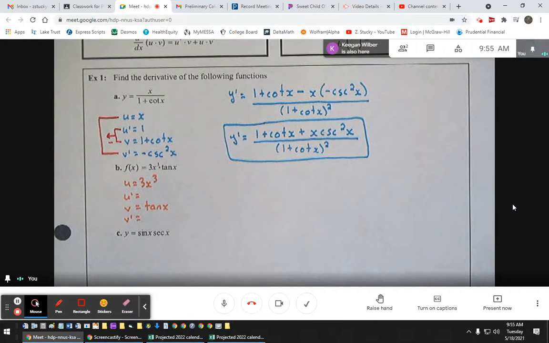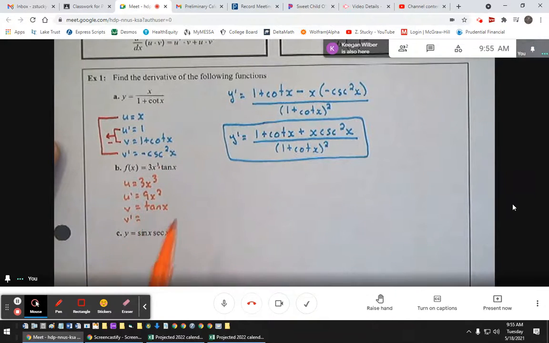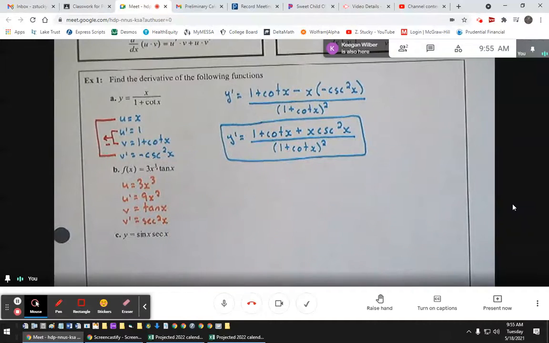I was noticing as I was walking around, people were doing the derivative as they go. That's fine. That's a power rule. That's a trig rule. And we said this was the product rule. So that's u prime v plus u v prime.